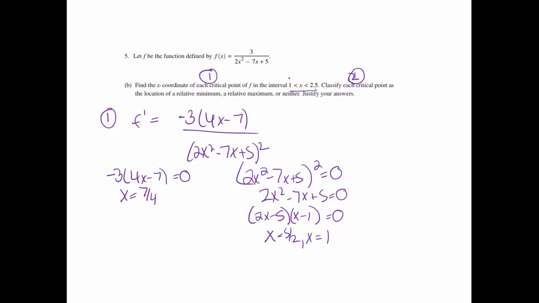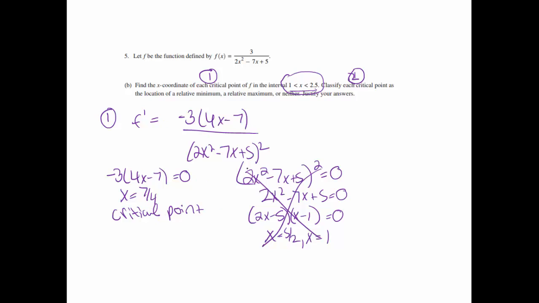However, if you look at 1 and 2.5, since there's no equal signs on this interval, those are not included. So all of that work, that is not a critical number. So this x equals 7/4 is the only critical point. Okay, so then we did that.